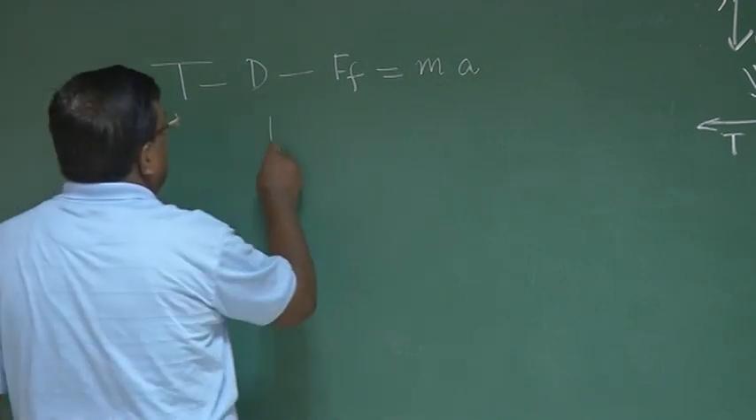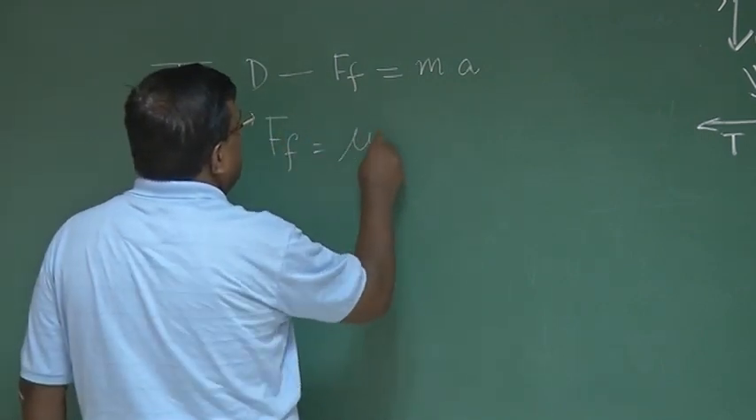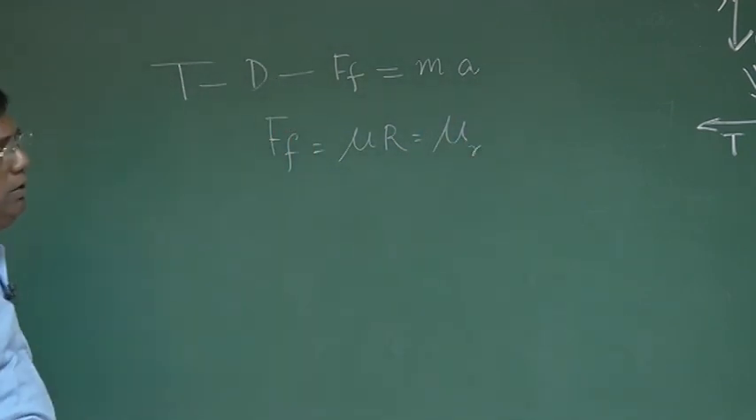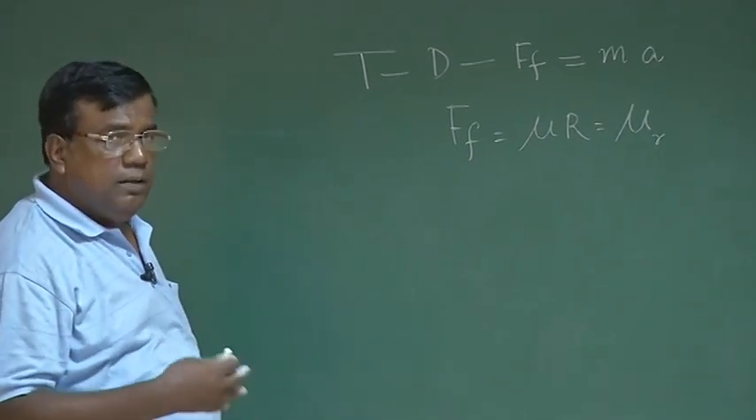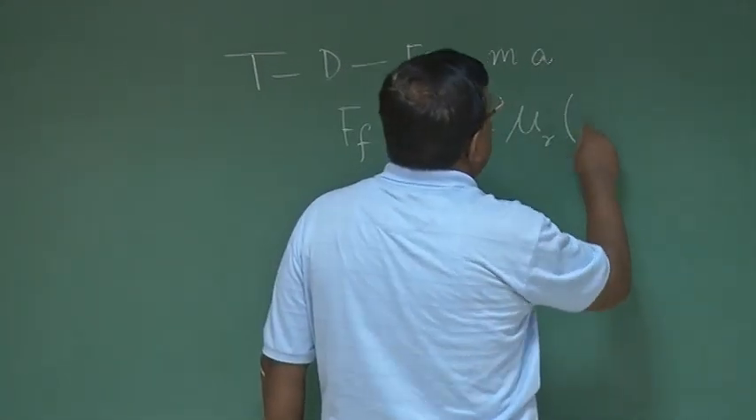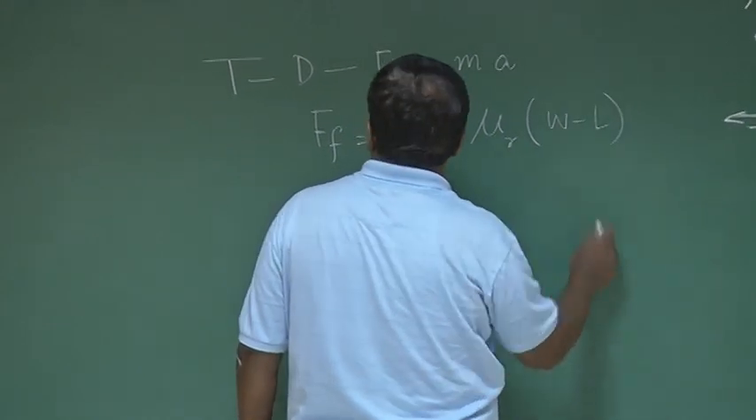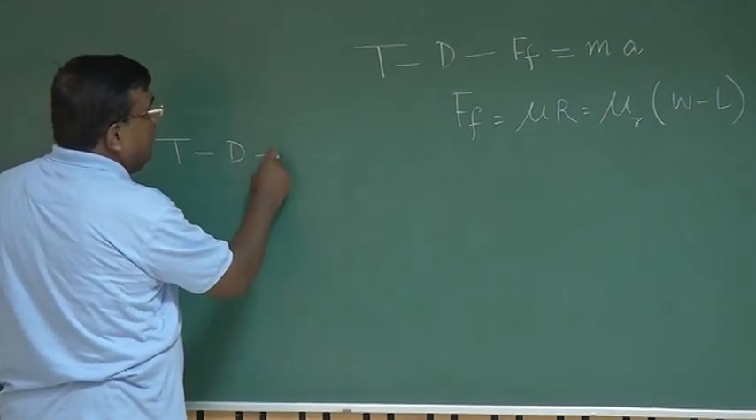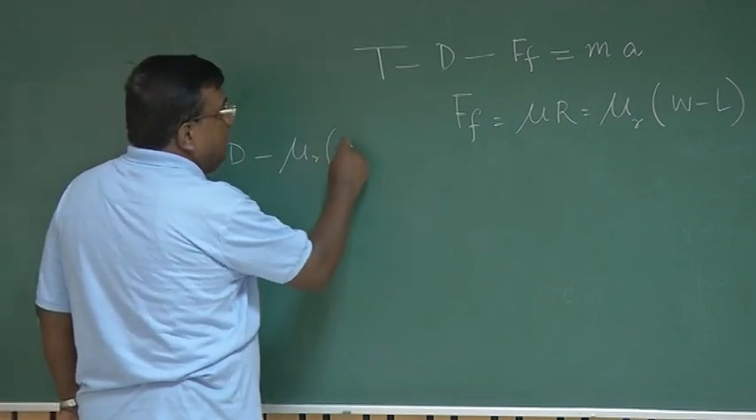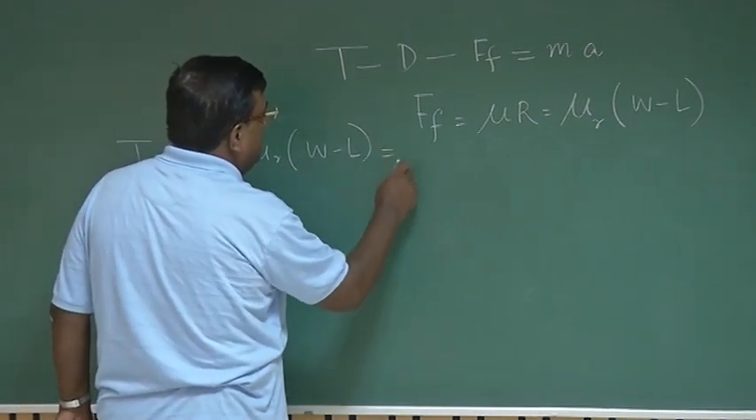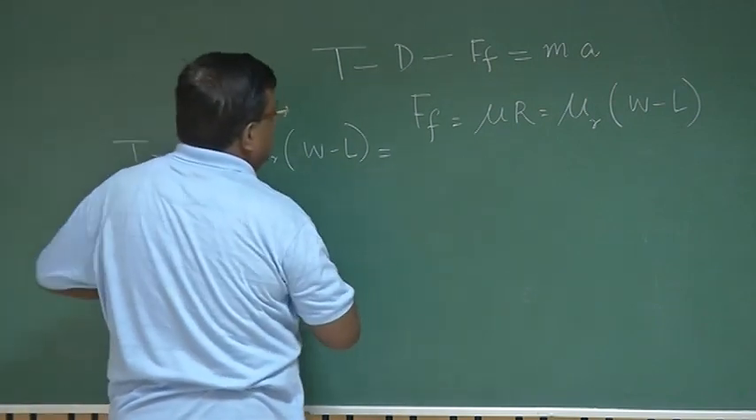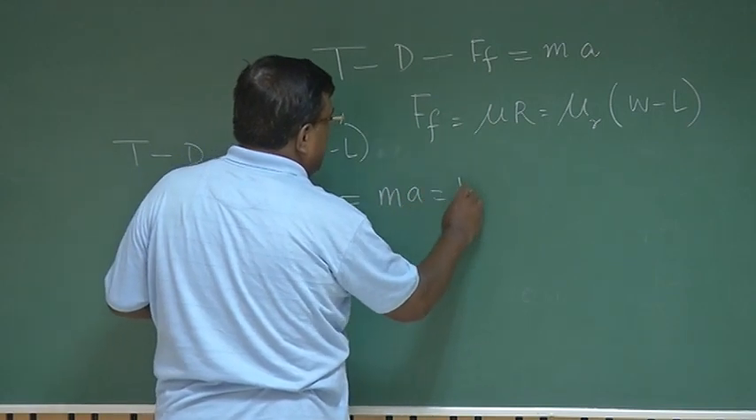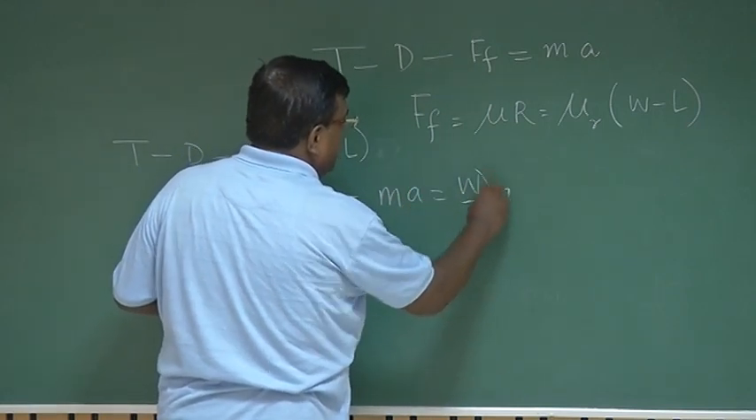And for Ff, I can write equal to mu into R, that is mu R. I am purposely introducing mu for rolling friction coefficient, and for R I am writing W minus L. So now what this equation transform into? T minus D minus mu into W minus L equal to, let me write it here, equal to M A, or I can write W by G into A.